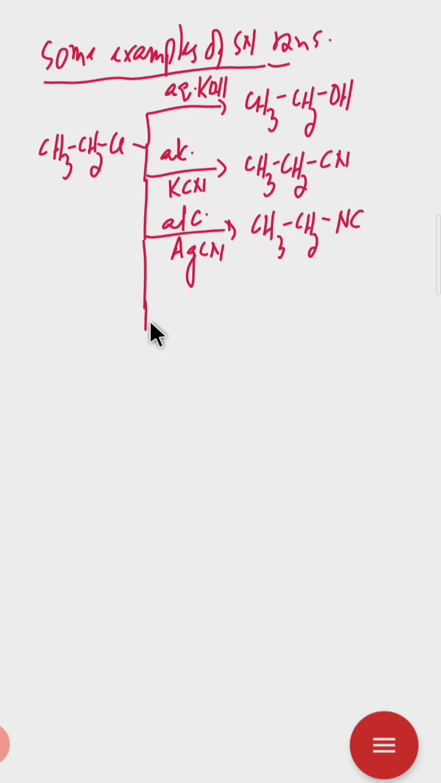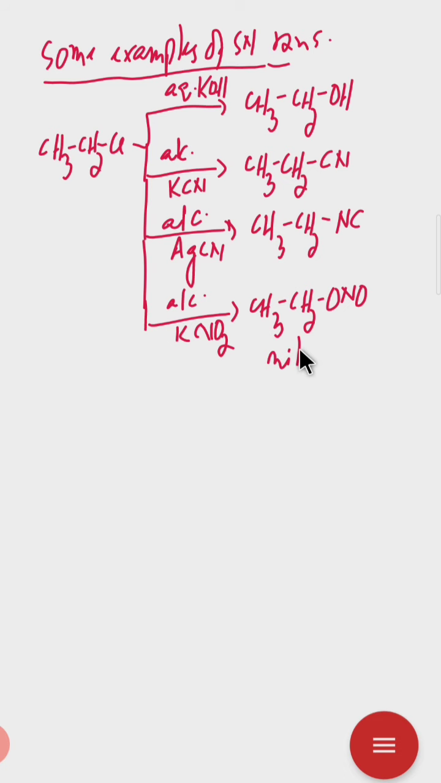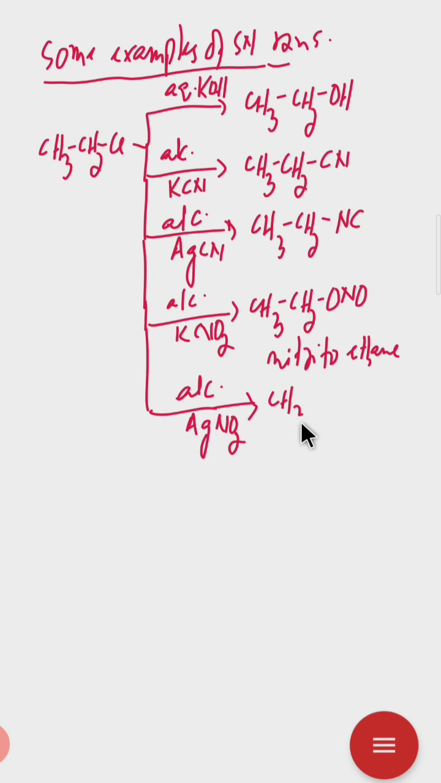Similarly, if this haloalkane is reacted with alcoholic KNO2, then substitution by ONO takes place, right? This is nitritoethane, right? Okay, now if it is reacted with alcoholic AgNO2, then substitution by NO2 will take place. This is nitroethane, right?